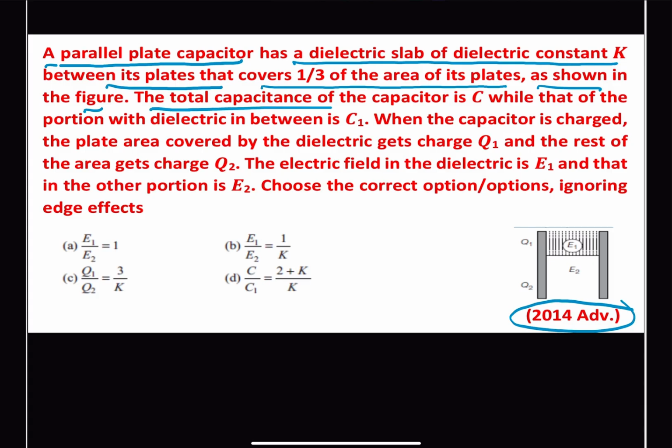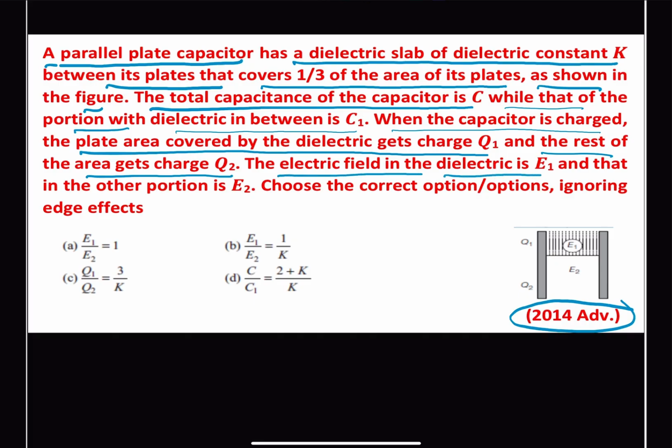The total capacitance of the capacitor is C, while that of the portion with dielectric between is C1. When the capacitor is charged, the plate area covered by the dielectric gets charge Q1 and the rest of the area gets Q2. The electric field on the dielectric is E1 and that of the other portion is E2. Choose the correct option or options, ignoring the side effects.